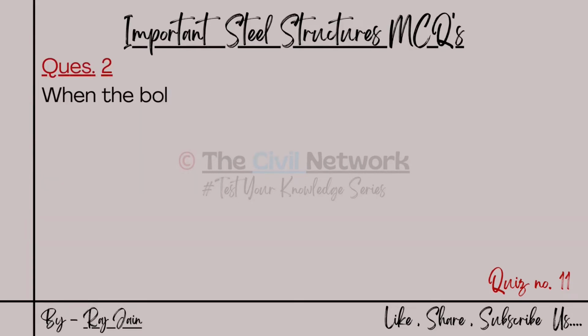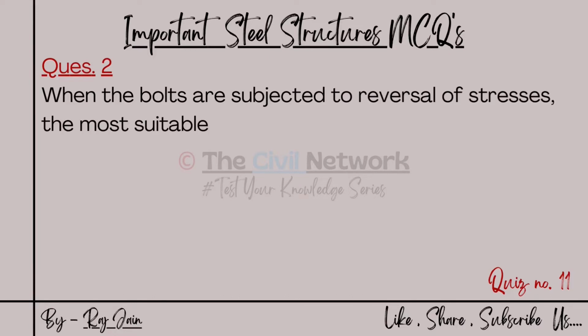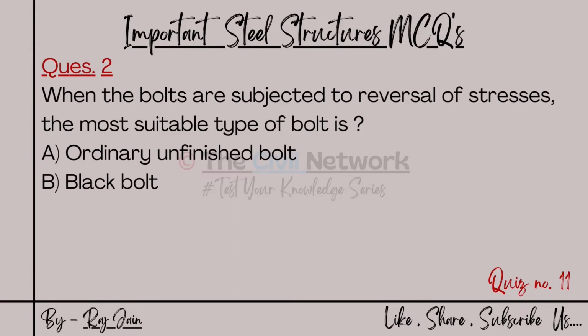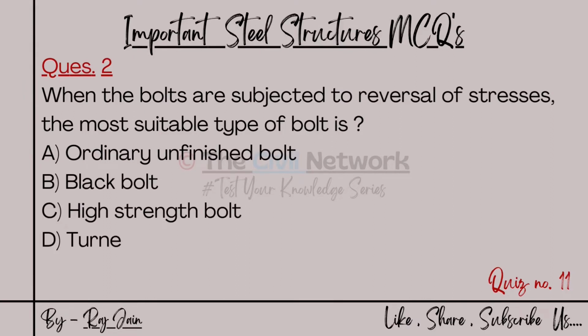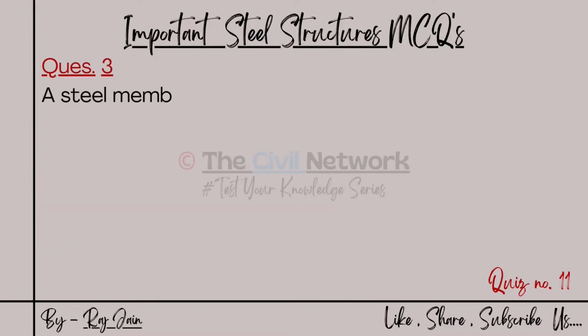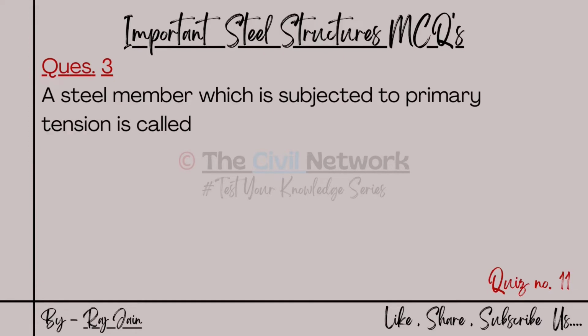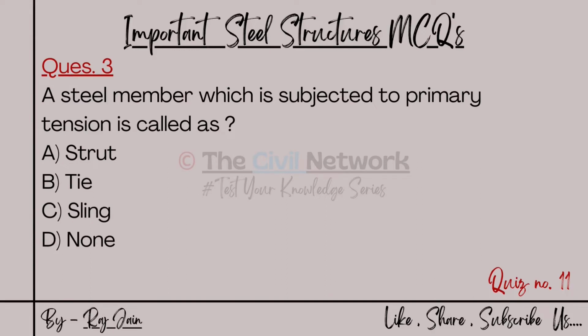Question number 2. When the bolts are subjected to reversal of stresses, the most suitable type of bolt is. Correct answer is high strength bolt. Question number 3. A steel member which is subjected to primary tension is called as. Correct answer is tie.